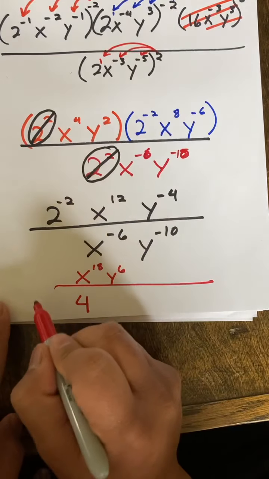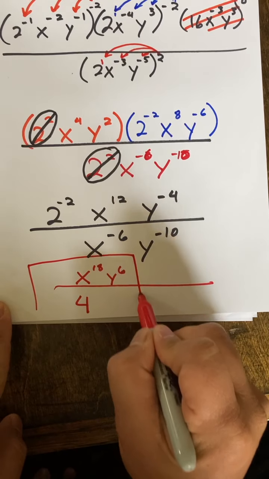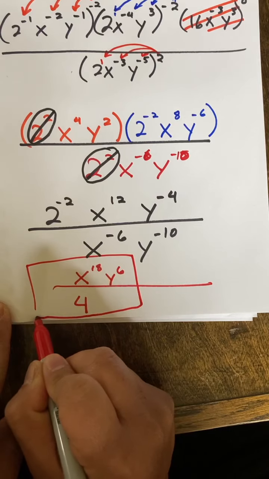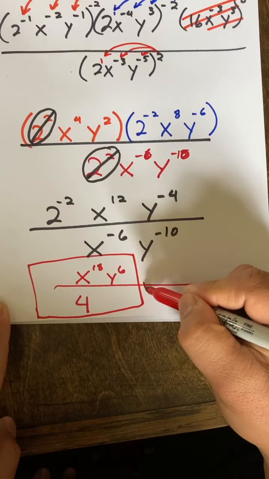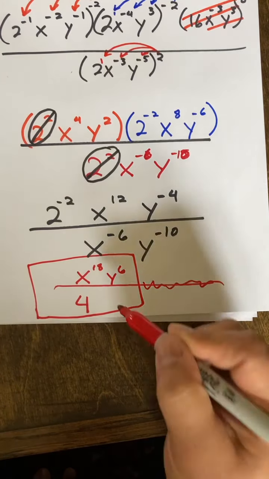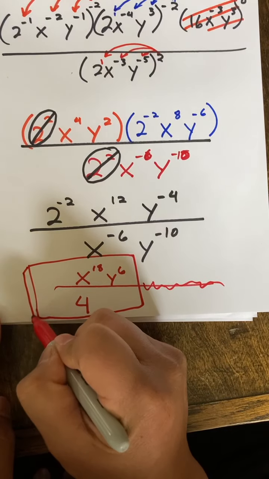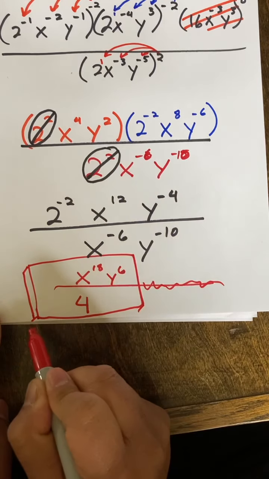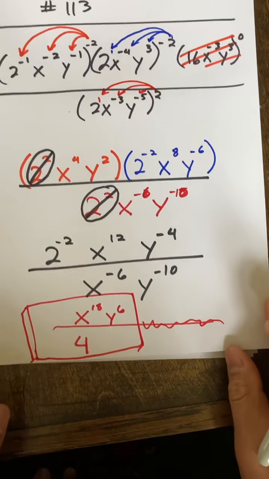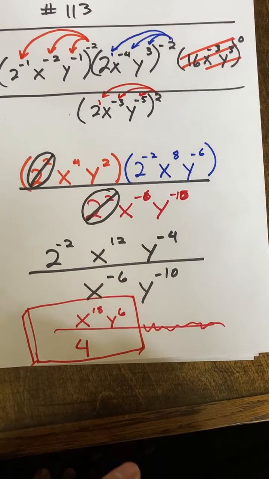I made that unnecessarily long yet again. I'll do this. All right. And that is the answer for number 113. And it's all about just addition, multiplication, subtraction, and of course, staying organized.